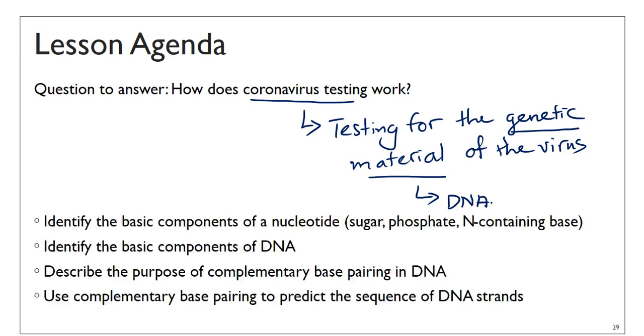but we'll talk about the other types of genetic materials later. So the agenda for this lesson is to be able to identify the basic components of DNA, and then I'm going to explain what a nucleotide is, and then we'll describe the purpose of complementary base pairing in DNA, and then use complementary base pairing to predict the sequence of DNA strands.